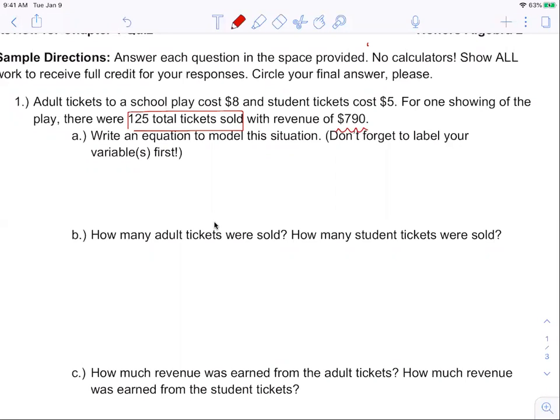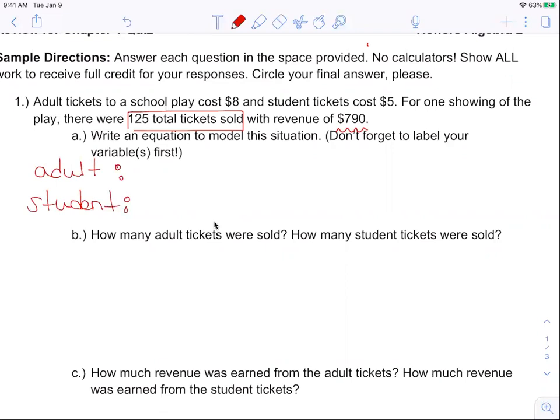We're going to try to do this in one variable because we're given 2 different types of information, adult versus student tickets, and then we're also given the total amount of tickets that were sold. So because we have that total amount of tickets, we can try and write an expression to represent each one of those. So we have adult tickets and we have student tickets.